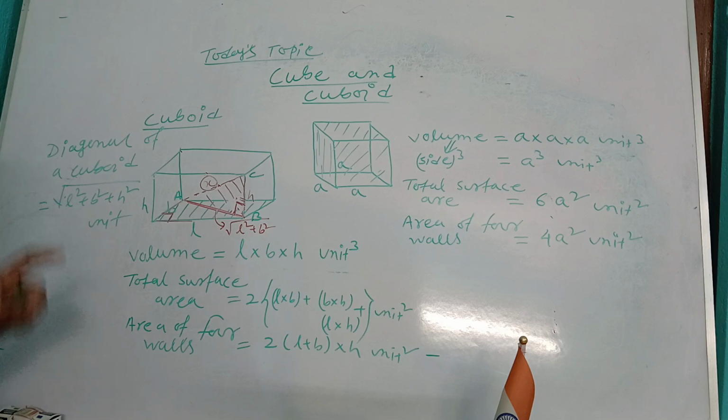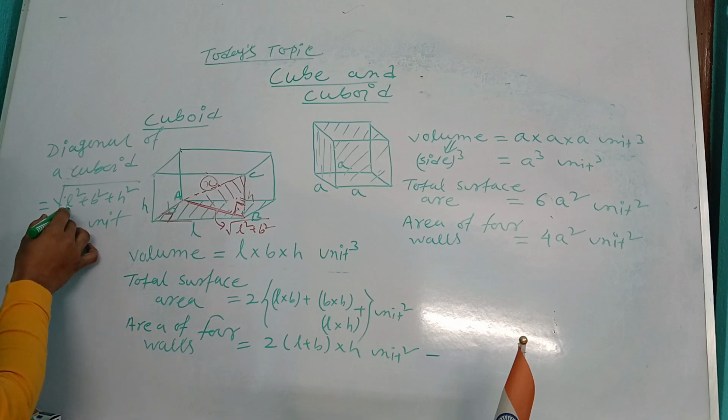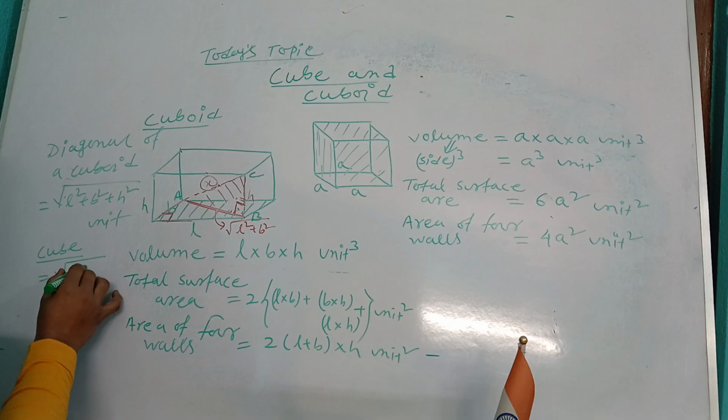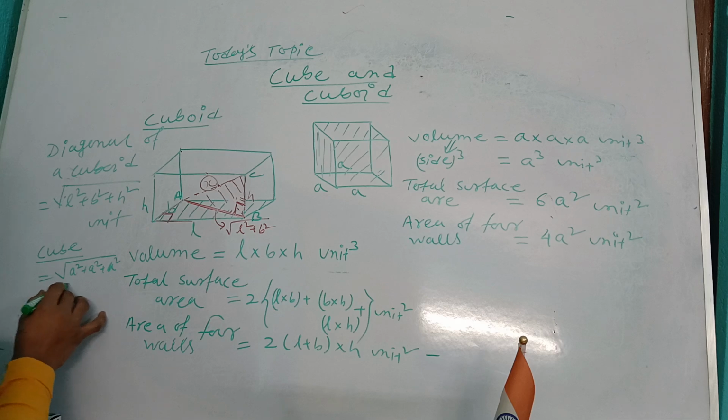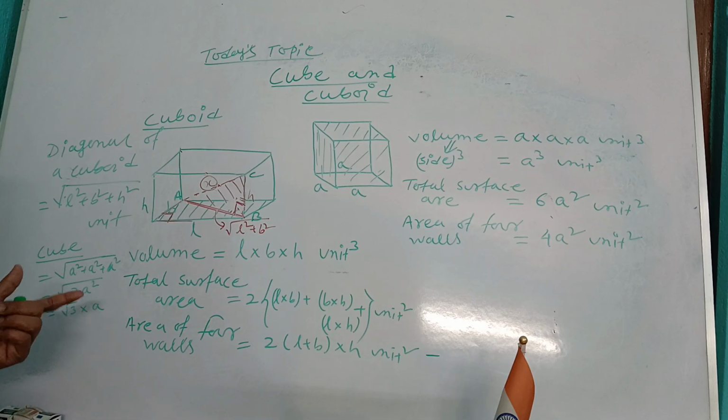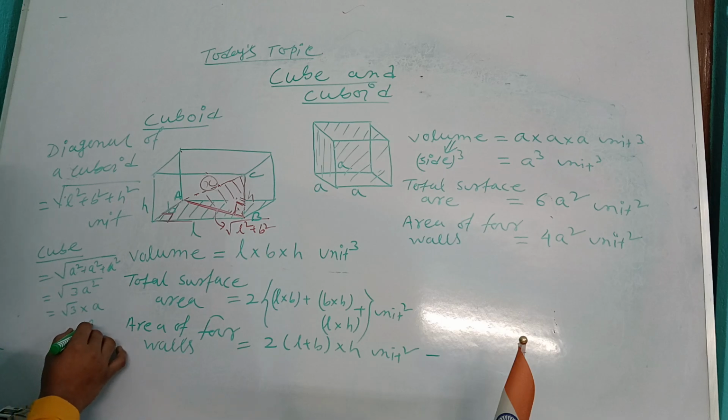So what is the value of the diagonal? For a cube, we can write the diagonal as under root a square plus a square plus a square. So we can write under root 3a square, or you can write root 3 into a, because the square root of a square is a, and root 3 as it is. So this much you need.